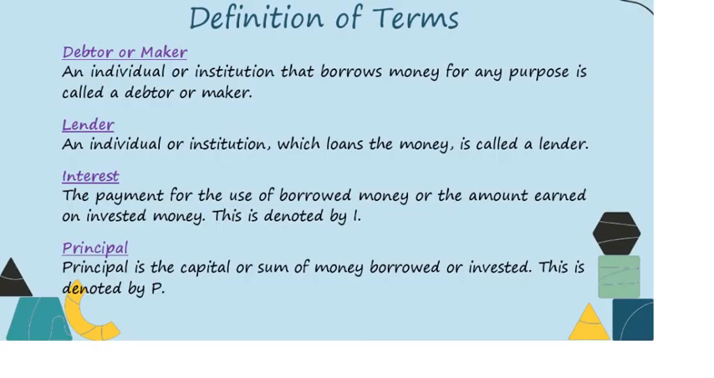So if we are going to stick with the definition ng ating debtor or lender, yung debtor natin would be the one that borrows money, and then our lender is the one who would let the debtor loan the money, then it's going to be the payment for the use of borrowed money. But if we go to the next phrase right here, which states that the amount earned on invested money, then it would be a different case now. So, this is actually a misconception. Pwede ding maging amount earned on invested money yung interest natin.